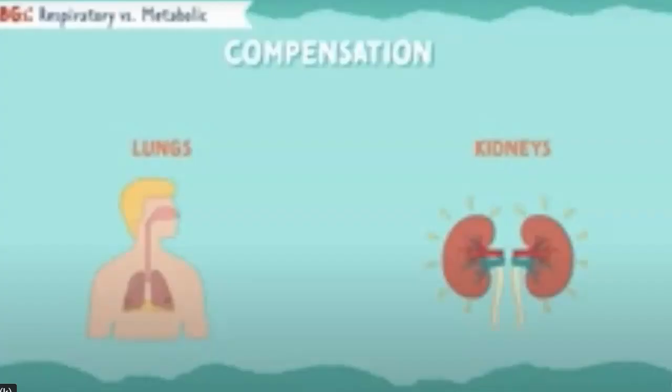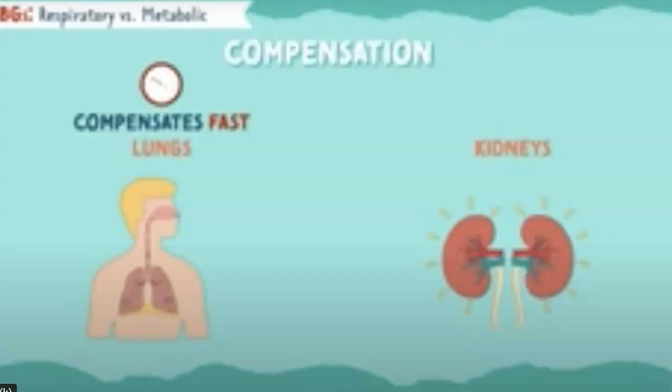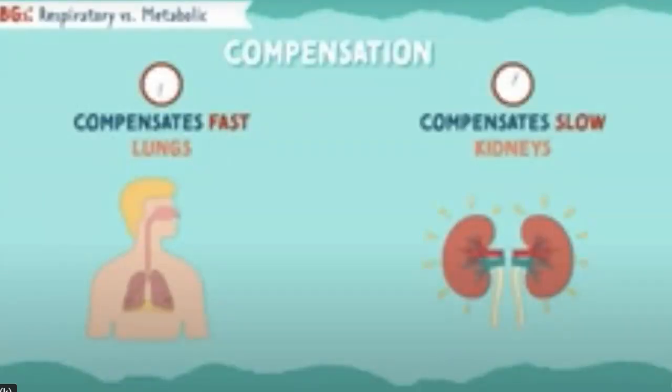The lungs and the kidneys compensate a little bit differently. The lungs compensate really quickly to respond fully to changes in pH. This makes sense if you know the anatomy of the lungs. You inhale oxygen and you exhale CO2. The kidneys compensate very slowly. It could take hours to days to compensate and return to homeostasis.